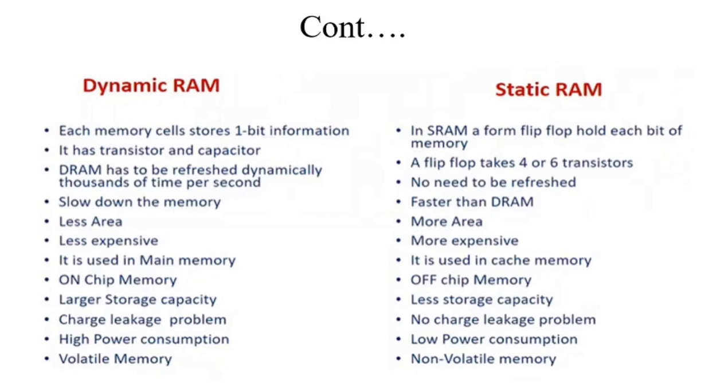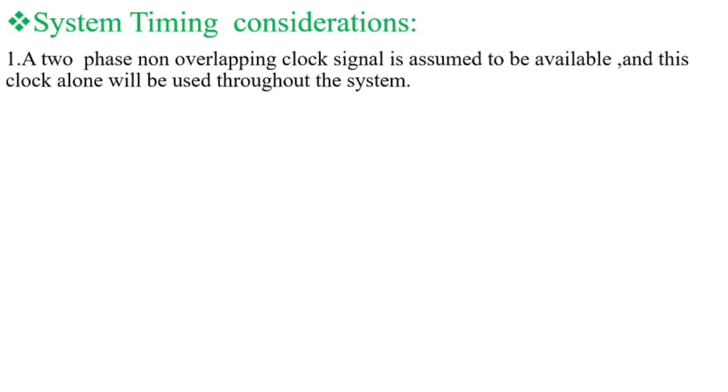Before explaining dynamic RAM and static RAM, for a few minutes we are discussing system timing considerations. The system timing considerations are very important for the working of the memory system. The first one is that a two-phase non-overlapping clock signal is assumed to be available, and this clock alone will be used throughout the system.